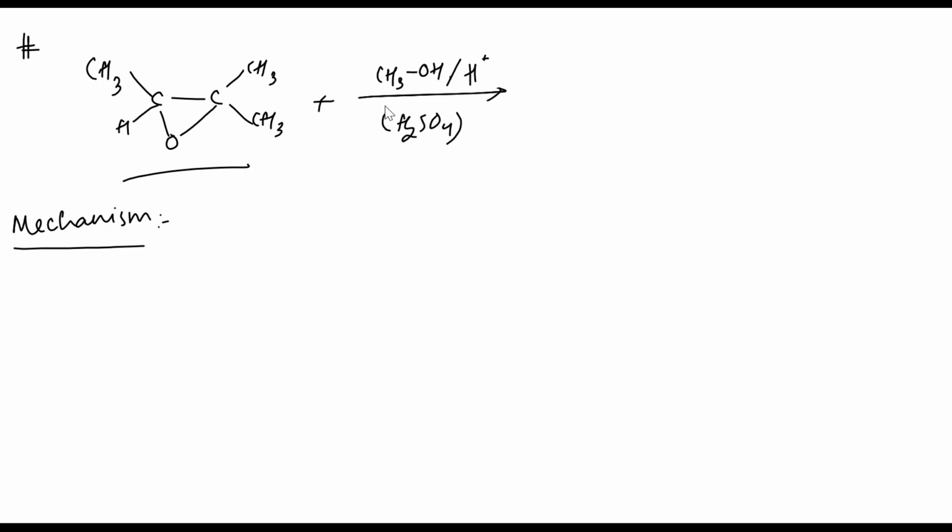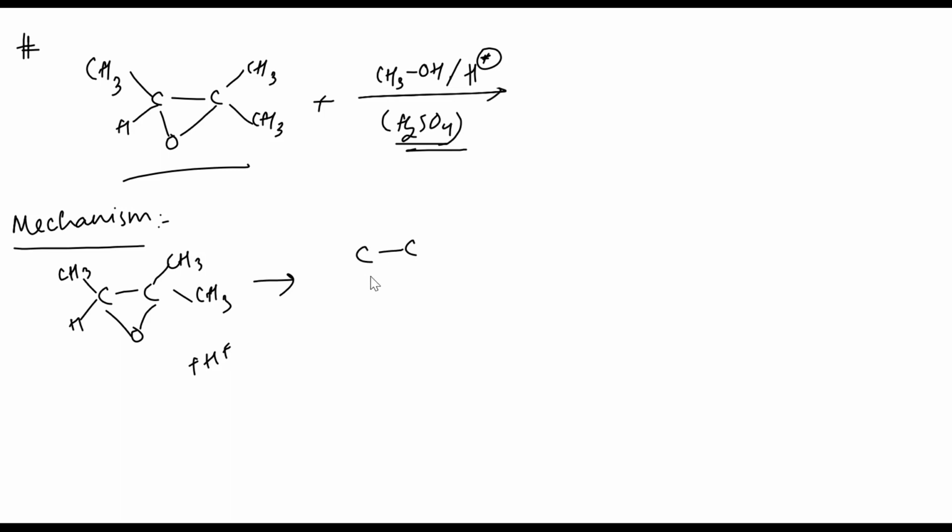In the first step, due to presence of this H2SO4, we have mentioned this H plus. In the first step there will be protonation. CH3 single bond CH3, this will react with H plus and the first step will be protonation. A single straight line means this is methyl group. Okay, let me mention also methyl group. This will be OH plus.